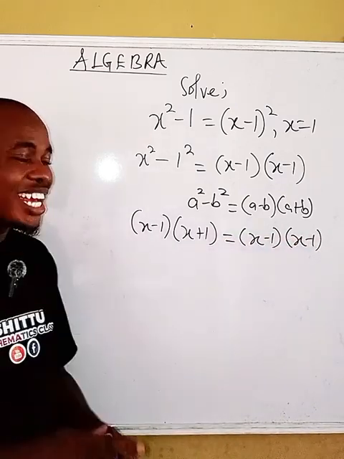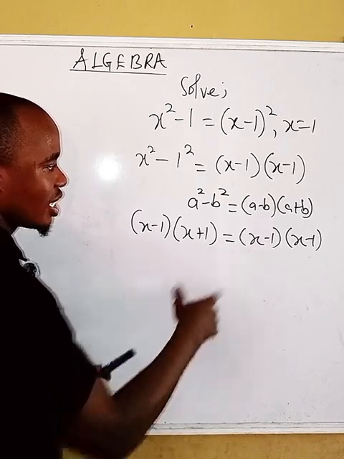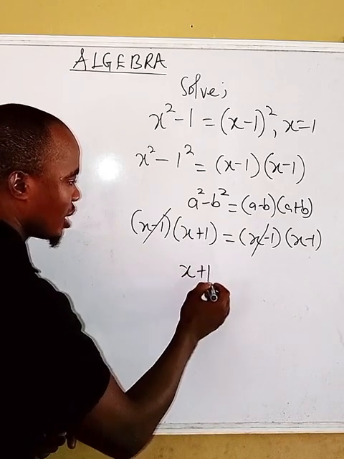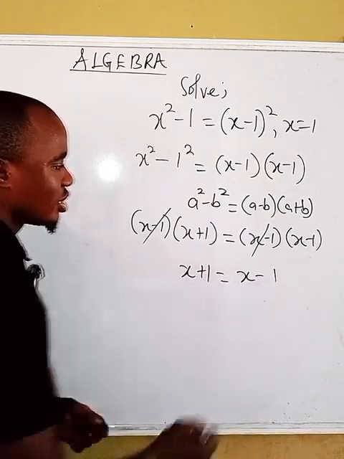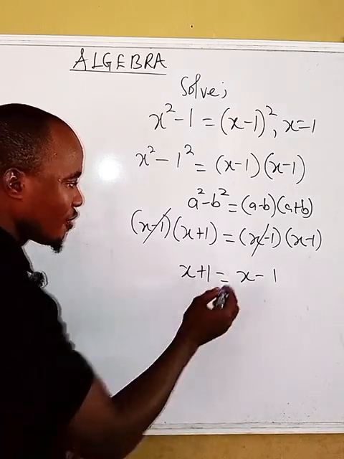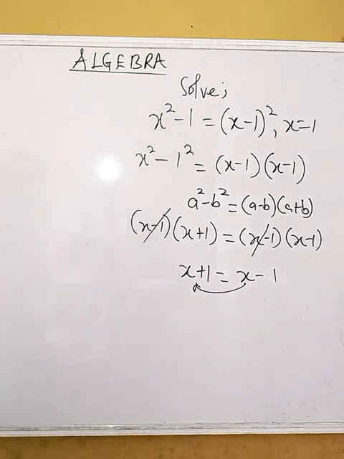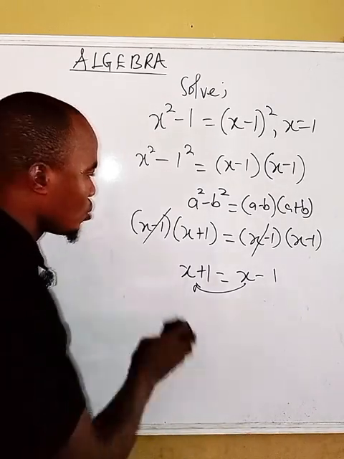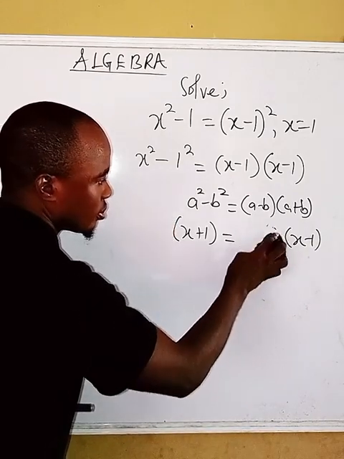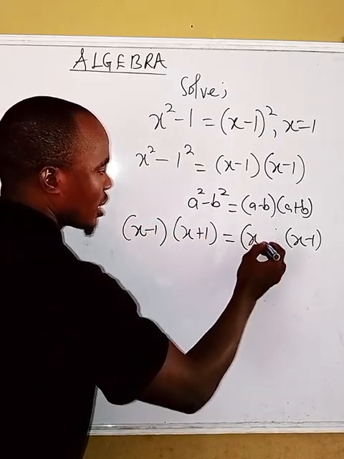Now, there's another thing you have to take note of here. Don't say that because we have x minus 1 here and x minus 1 here, this one will be cancelled. If you then have x plus 1 equals x minus 1, you will not get the value of x, because if you take this x down here, it changes to negative, and x minus x becomes 0. That is not what we are looking for. So don't do that. This is what you are going to do. We have x minus 1, then we have x minus 1.